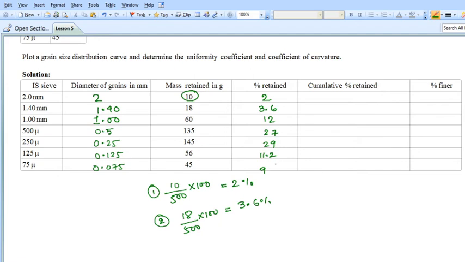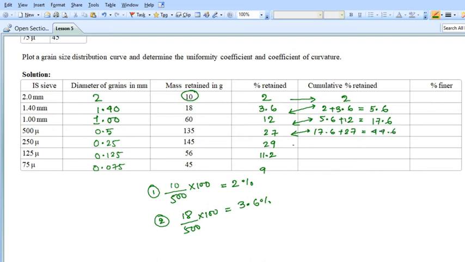Once you get this percentage retained on each sieve, you need to find out the cumulative percentage retained. I already showed you that it is the total percentage amount of soil which could not pass the particular sieve. So for the first case, this value will only be written. For the second case, we'll sum up 2 plus 3.6, and what we will get is 5.6. Next again we'll sum up 5.6 plus 12, so we'll get 17.6.